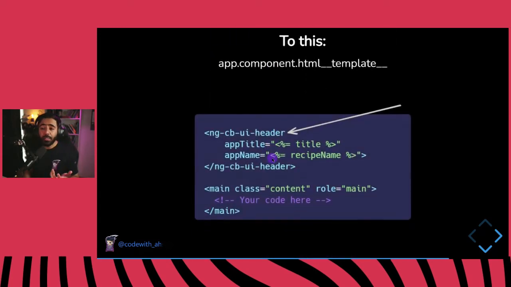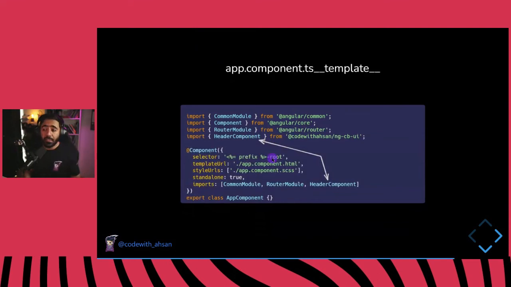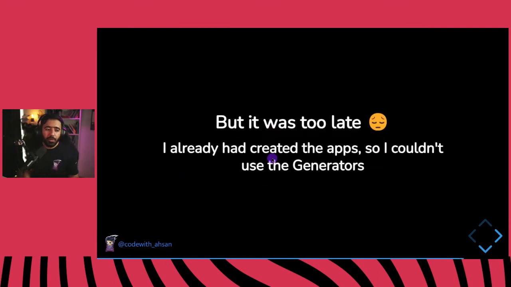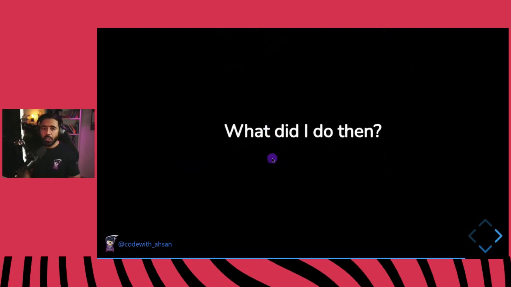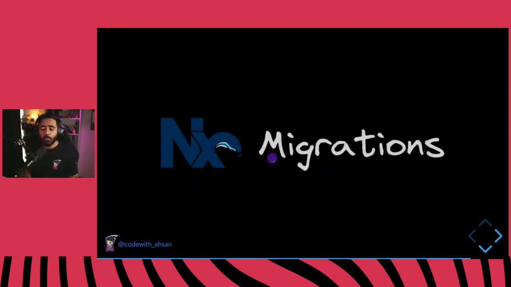Now, what I need to really do is to replace all the headers somehow. So as I mentioned, I already had created the apps, so I could not use the generators in this particular case. So what did I do then? What is the solution? NX has something called migrations, which you can apply to the whole project, and it uses a similar concept like executors. So when we run executors, we run a Node.js script essentially, which goes into the project and takes the project tree, which contains all the folders and all the files, and then you can do manipulation on the basis of that.